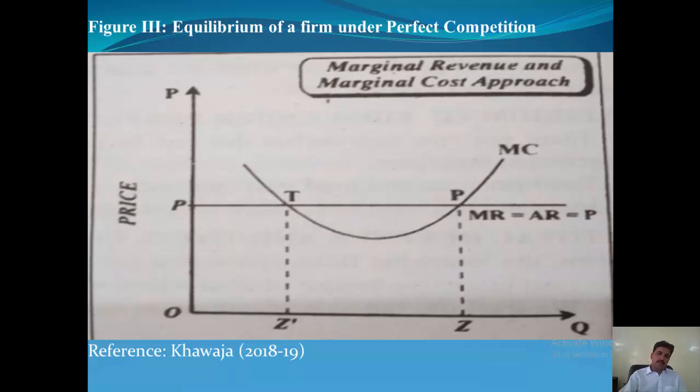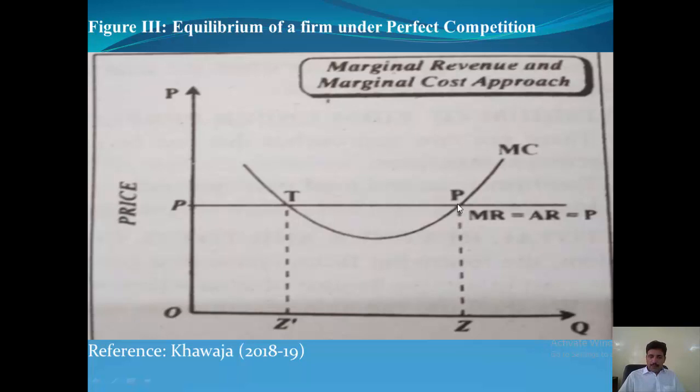We see that this marginal cost curve intersects the marginal revenue curve at 2 points, T and P. This means at point T, the marginal revenue is equal to marginal cost. Similarly, at point P, the marginal revenue is equal to marginal cost. Now the question arises whether the equilibrium is at point T or at point P. If you look at point T, the slope of the MC is downward, while at P, its slope is positive. This means that the equilibrium will not be at point T but at point P.